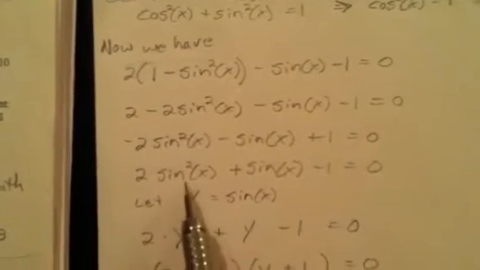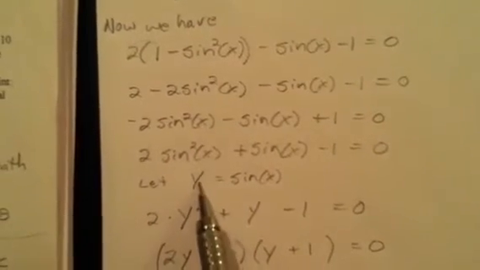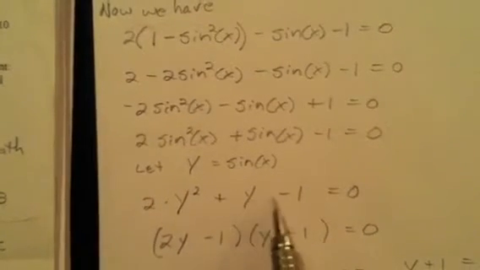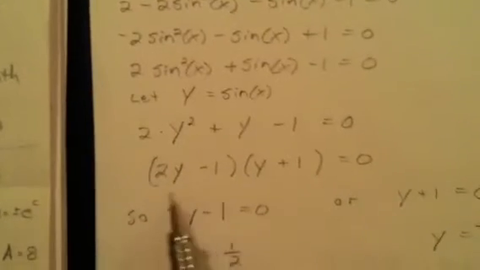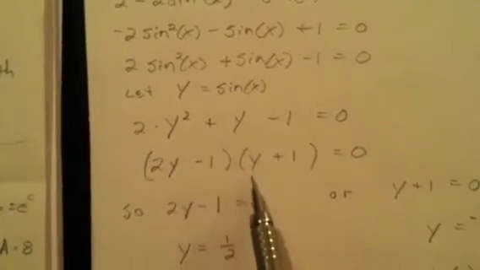Next thing is to make it look easier by saying, well, let's just call the sine of x y, because then we can rewrite the equation as 2y squared plus y minus 1 equals 0, which is a quadratic equation, which I believe factors like this. And you could multiply, FOIL this out to see that it gives you what you have above.